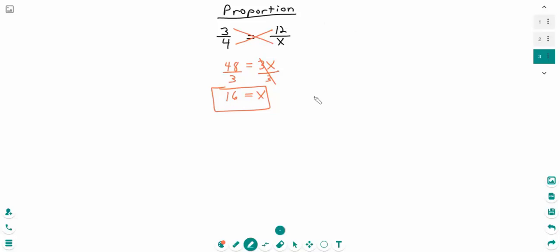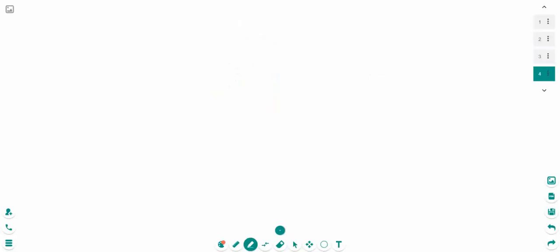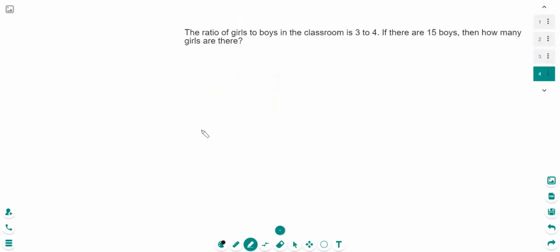All right, so let's try some story problems now that deal with proportions and ratios. The story problem is: the ratio of girls to boys in the classroom is 3 to 4. If there are 15 boys, then how many girls are there? The ratio of girls to boys is 3 to 4, which means that for every 3 girls, there are 4 boys. Obviously we're going to have more boys than girls. 3 girls to every 4 boys.